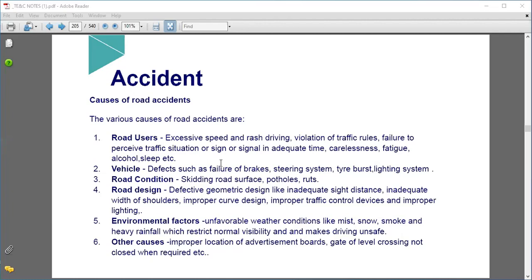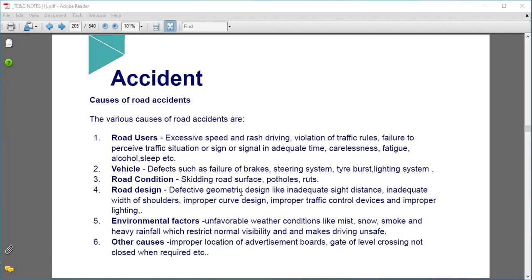Points related to the road user characteristics. Vehicle should be free from defects. Road condition should be good. Again, road design should satisfy all the requirements of the road design. Environmental factors means that whatever factors are required, the environmental condition should be good on the road. And the last one is for the other causes. In that case, whatever advertisement is located on the road should be in the proper position. So we have to take care about all these defects on the roads.